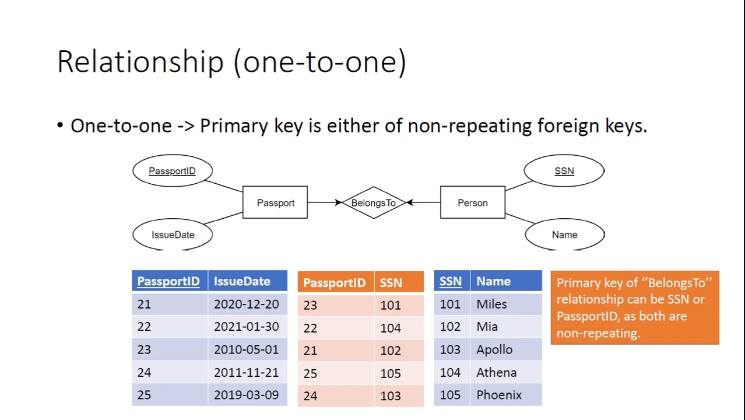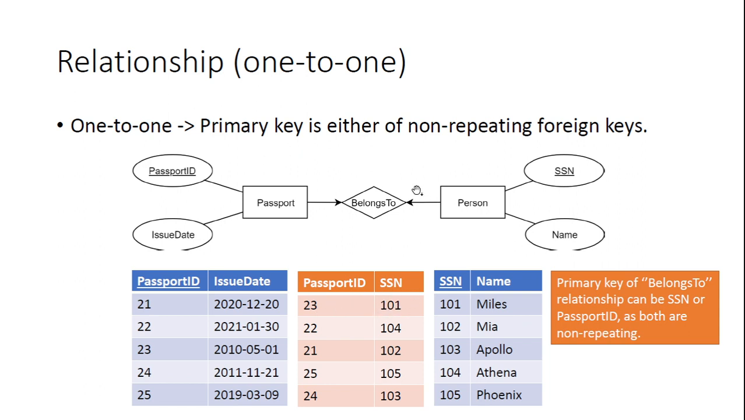The other one is going to be a one-to-one relationship. And in the one-to-one relationships, if you remember, for example, in this example, we are assigning passports to people. So a passport can belong to at most one person, and a person can have at most one passport in this example. And in the table for belongs to, we are going to match passport IDs with the SSNs of the people. And if we, for example, have 23 as our passport ID, it is not going to repeat again, because this is a one-to-one relationship. If we assign a person to a passport, that passport is not going to have any duplicates in this table.